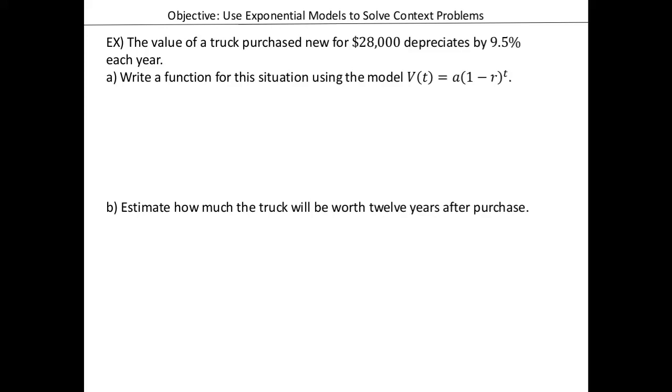So in this case, we have the value of a truck purchased new for $28,000 depreciates by 9.5% each year. And we're supposed to write a function for this situation using the model v of t equals a times 1 minus r to the t power. So this word depreciates basically just means it's losing value. It's decreasing. And so because it's decreasing this time, we're using the 1 minus r instead of 1 plus r in the equation.